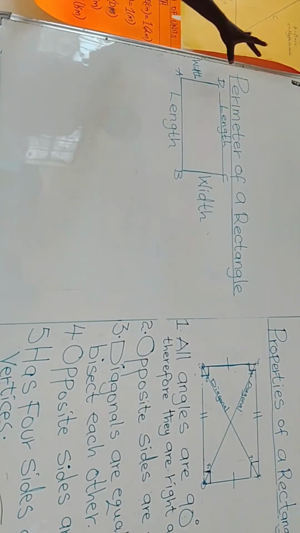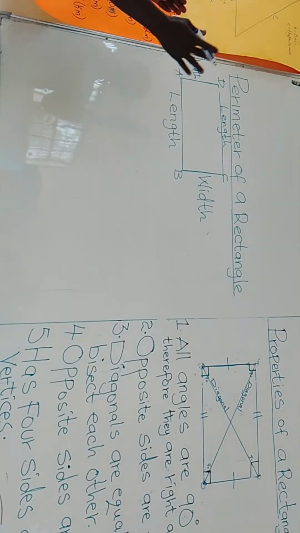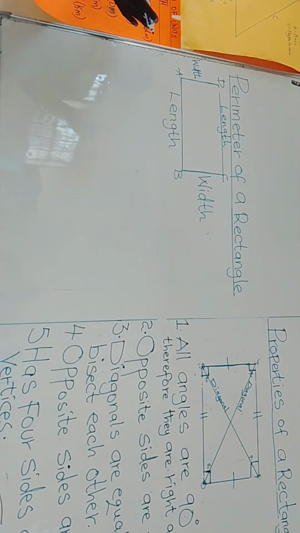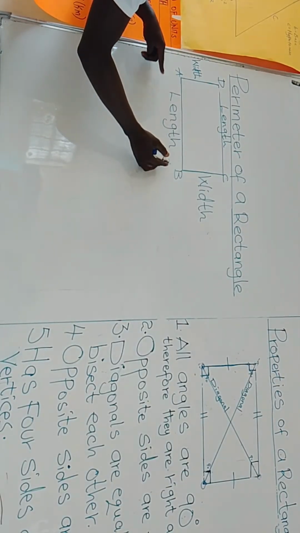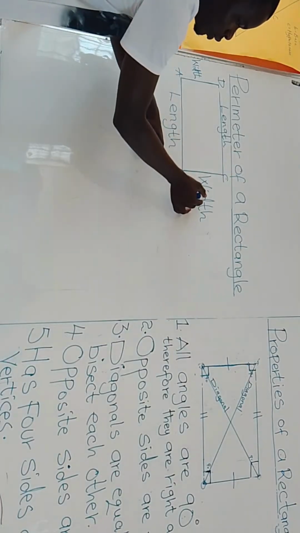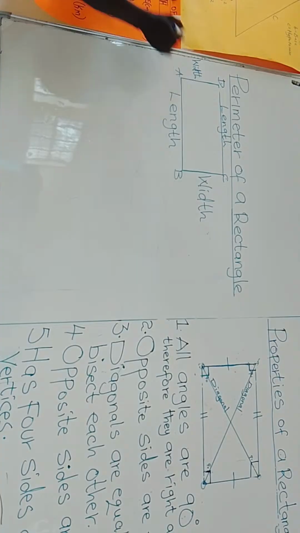We are going to discuss the perimeter of a rectangle. First of all, you have to look at this given rectangle and see what we have here. From A to B, we call it the length. From B to C, we call it the width. From C to D, we call it the length. And from D to A, we call it the width.